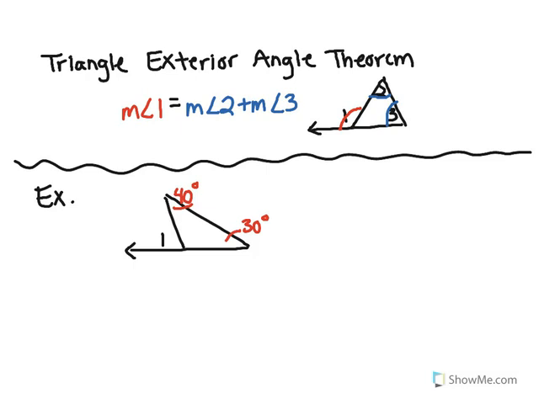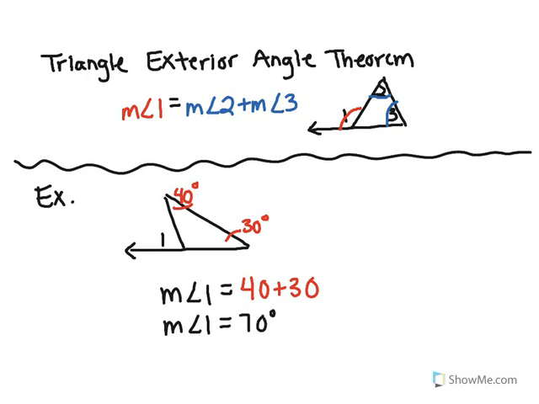So let's take a look at this picture. I have my triangle and then my extended side, and I want to know what the measure of angle 1 is. So what is the measure of angle 1 going to be equal to? Well, according to my triangle exterior angle theorem, I know that this angle is the sum of the two remote interior angles, which are the angles that are farthest from that. So all I have to do here is take 40 and add it to that 30, because those are my two remote interior angles. And I know that the measure of angle 1 is equal to 70 degrees.